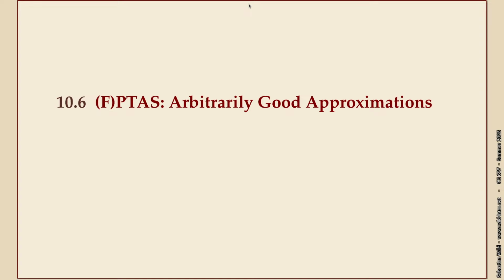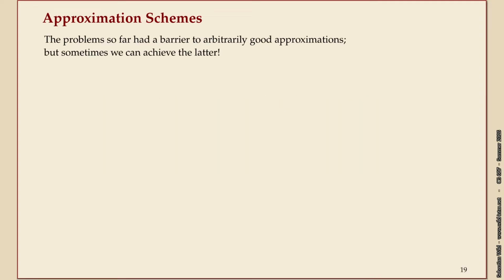In the next section, we'll look at some even more ambitious approximation algorithms where you can wish for a specific approximation guarantee up front. These are called approximation schemes. And indeed, for the problems that we've seen so far, these are unlikely to exist.